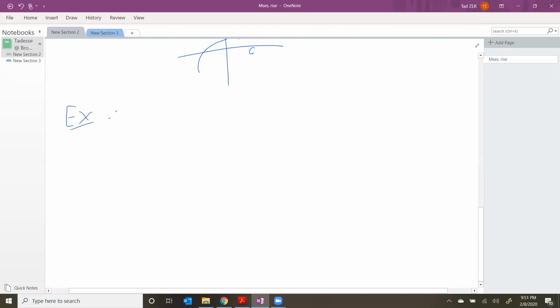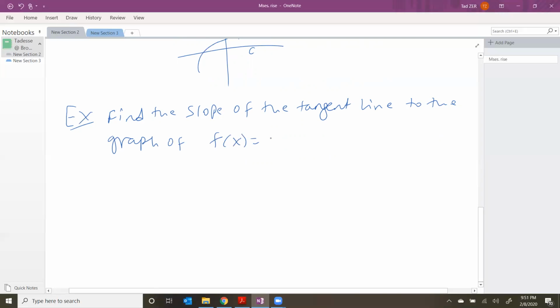Example. So we want to find the slope of the tangent line, or I can say find the slope of the graph of f. Find the slope of the tangent line to the graph of, let's pick a quadratic function, f of x equal to 3x squared plus 4 at c equal to 2. So we want to find the slope of the tangent line to this quadratic function at c equal to 2. So what you need to do is, let's calculate the limit.